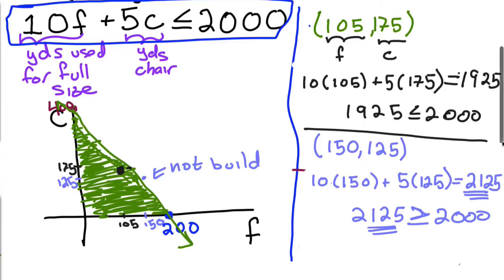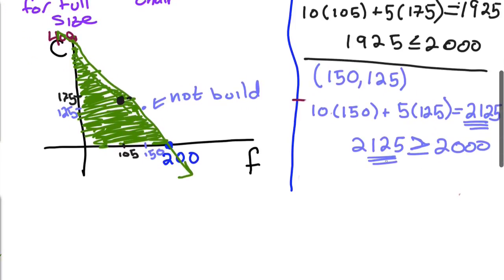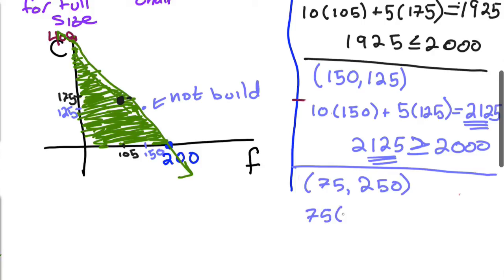Okay, let's do one last one here. Let's do 75, comma 250. So this would be 75 full size and 250 chair size hammocks. So if I plug those in, I would get 75 times 10 plus, I wrote those backwards, didn't I? But oh well. 5 times 250. This would equal exactly 2,000.